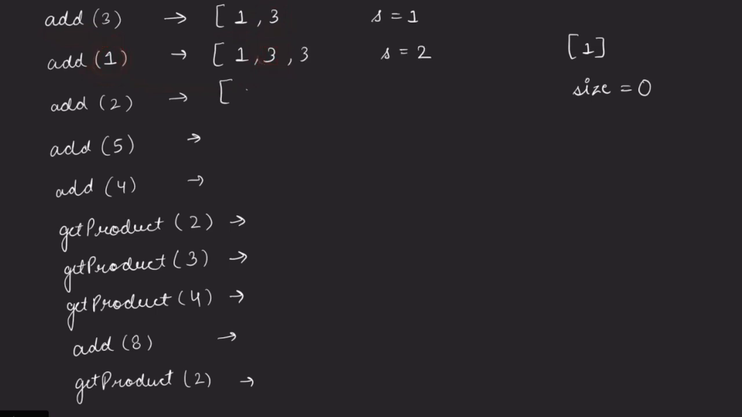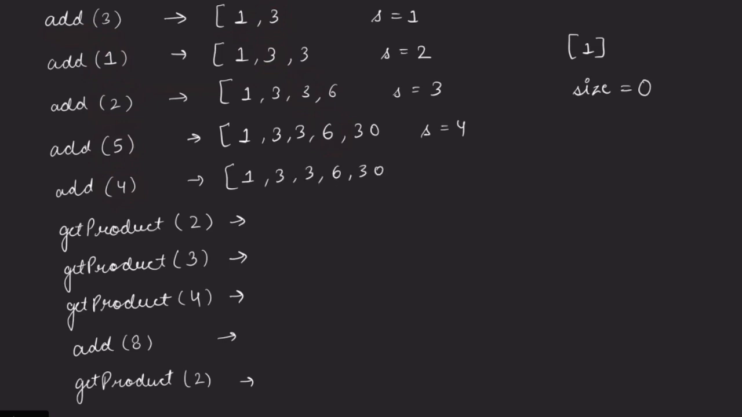Then next is adding 2. So here we will do 2 into 3, that is 6. And the size will become 3 now. Then we need to append 5. So it will be 5 into 6, that is 30. And the size will become 4 now. Then we are adding a 4 over here. So it will be 1, 3, 3, 6, 30. And then 30 will be multiplied by 4. So it will be 120. And the size will become 5 now.